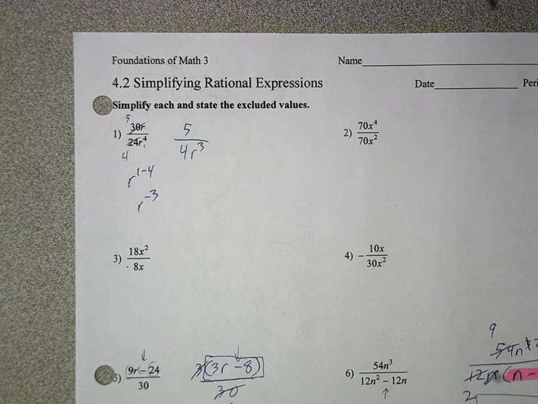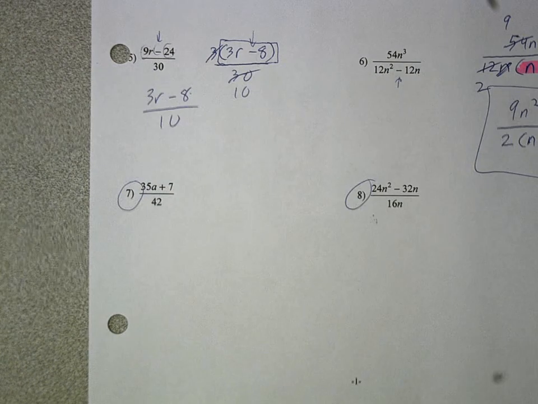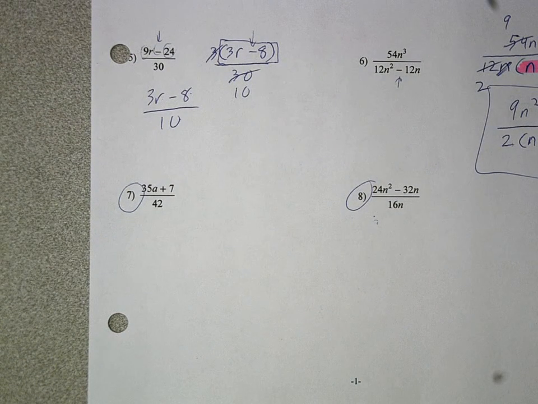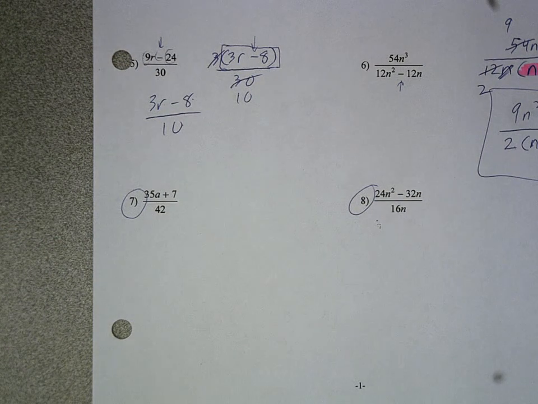So we're going to finish up 4.2 now. I had kind of asked you guys to try number 7 and 8 on your own, and that's where we're going to start. Let's see how we did with those two. The goal was for him to take a look at what he missed.